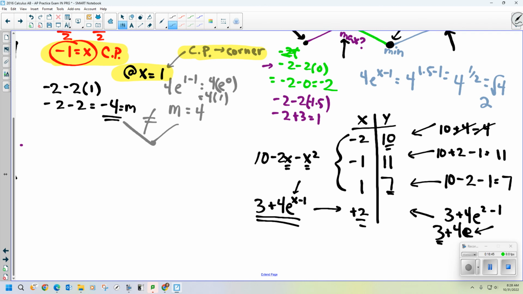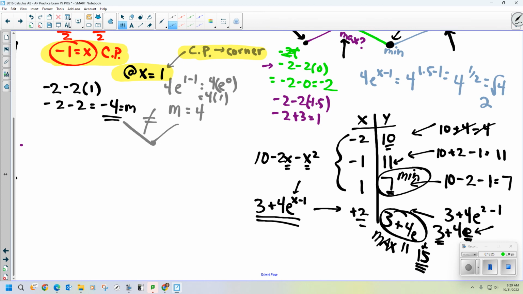But it's 2.718. It's closer to 3. 4 times 3 is 12. 12 plus 3 is 15. So this right here, I don't know what it is without the calculator, but I know it's in between. If I made e a 2, that would be 11. And if I made e a 3, it would be 15. And e is closer to this number. So that is bigger than this right here. Okay? This is my maximum. This is my minimum.